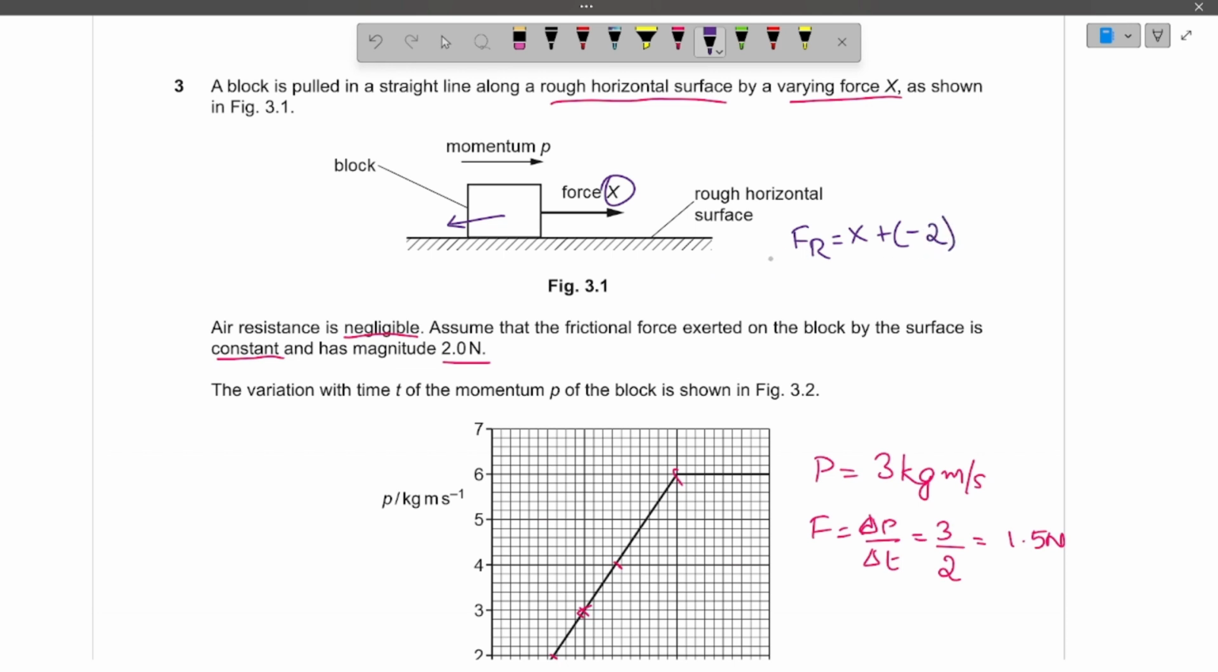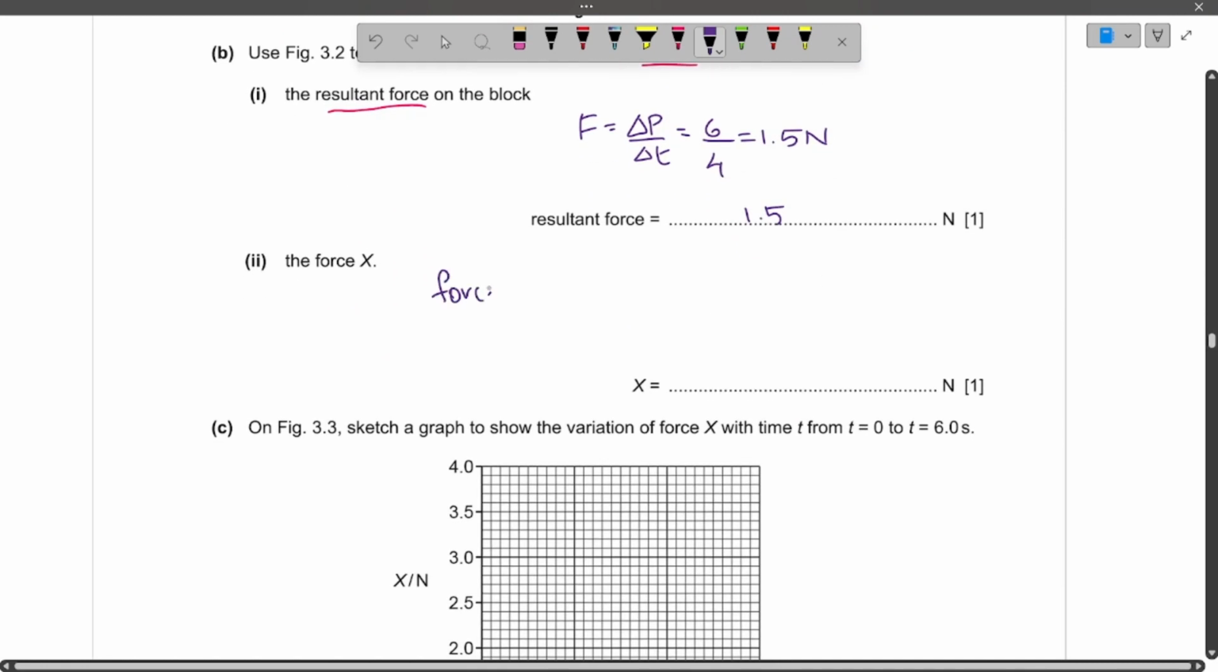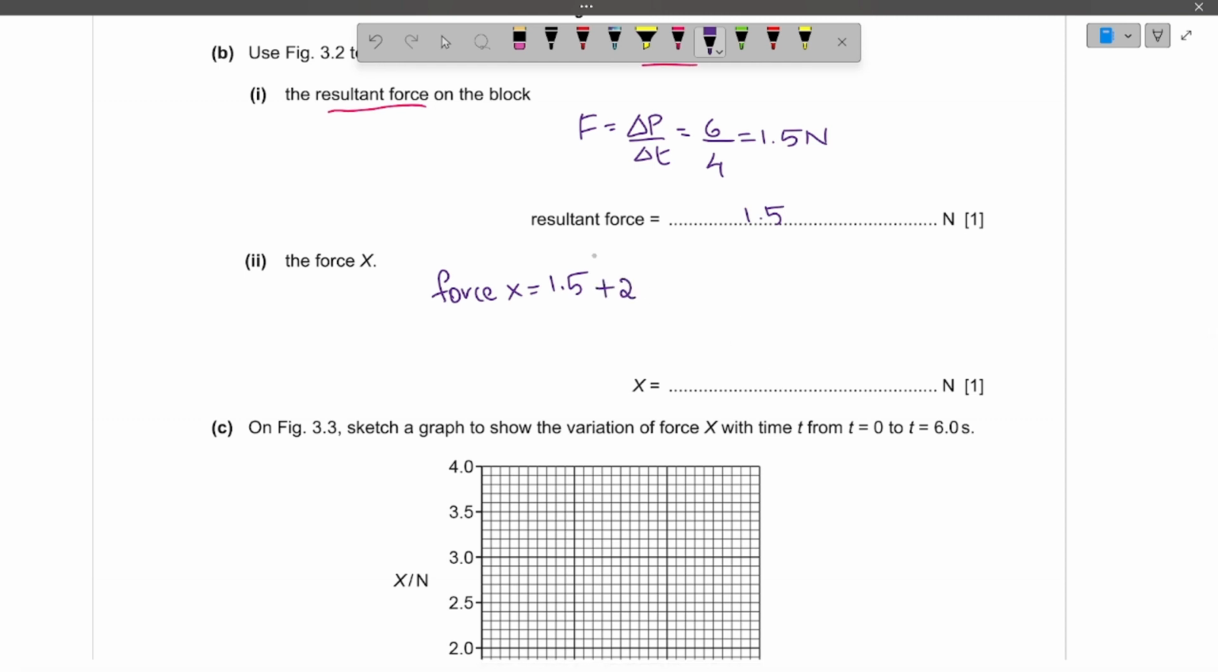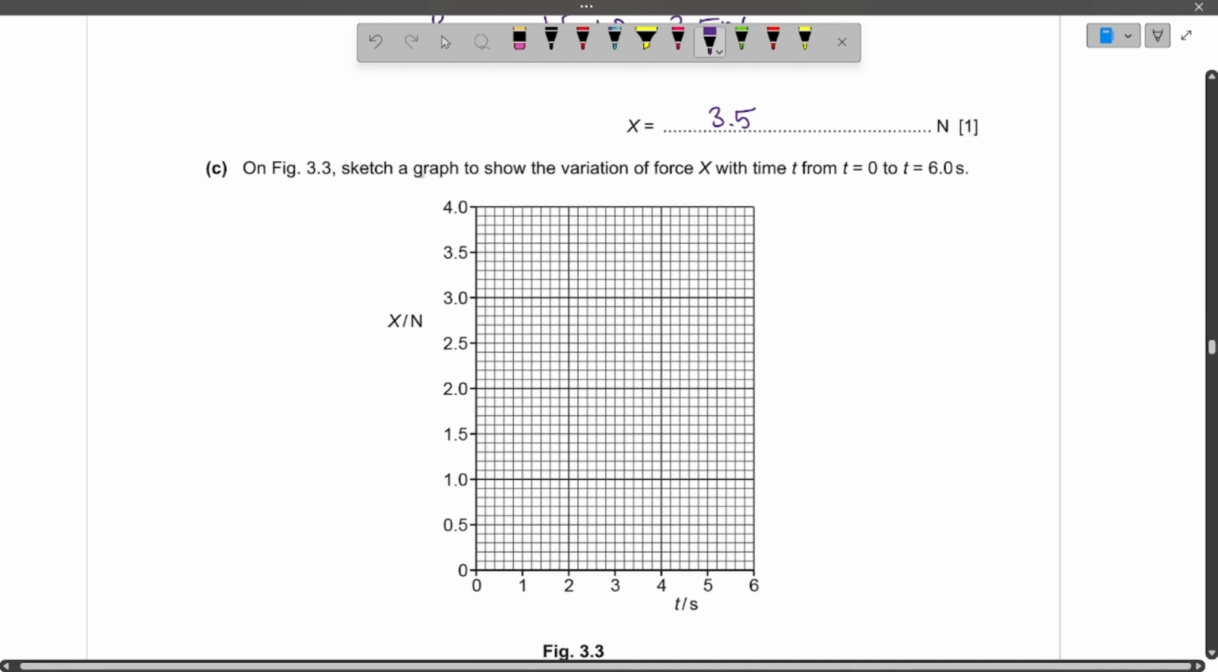The resultant force you already found as 1.5, right? So you may rearrange: x minus 2 is equal to 1.5, and you need to move this minus 2 to the other side, so that would be plus 2. So the force x would be the sum of 1.5 plus 2, which is 3.5 Newton, 3.5.